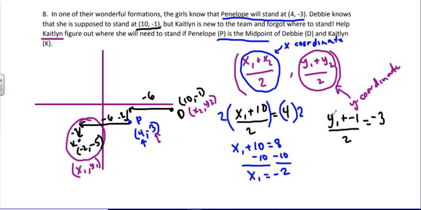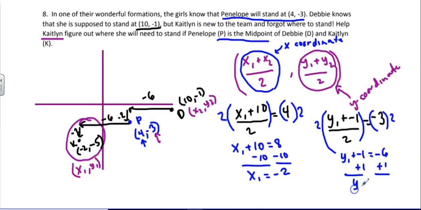For y sub 1, I'm going to start by multiplying by 2 on both sides of the equation, and I get y sub 1 plus -1 equals -6. Then I'm going to subtract a -1. In other words, I'm going to add 1 to both sides of the equation, since subtracting a negative is the same thing as adding. And I find that y sub 1 equals -5, which is consistent with what we had earlier.